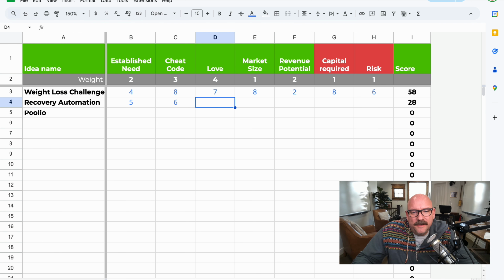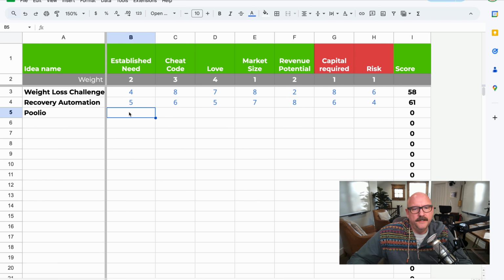Love, yeah. I mean, I love helping people get better and heal, but I don't know that healthcare is a certain passion of mine. Maybe I give it a 5. Market size, it's smaller than the weight loss challenge probably, but there are hundreds of thousands of surgeons, so maybe just a little bit smaller. Revenue potential, this one's pretty high. I think there's a high willingness to pay, so I'd give this like an 8. Capital required is probably similar, but maybe slightly less. And risk, I think, is lower just because the smaller market, easier to address. So I'm going to give this a 4. Okay, so we can now see 58 versus 61.